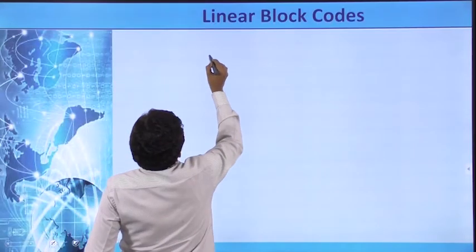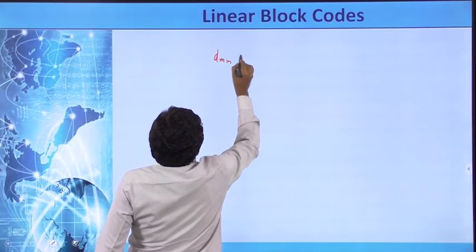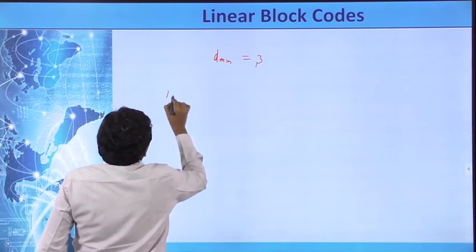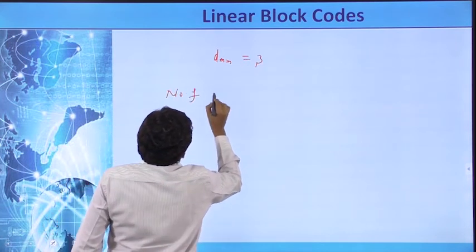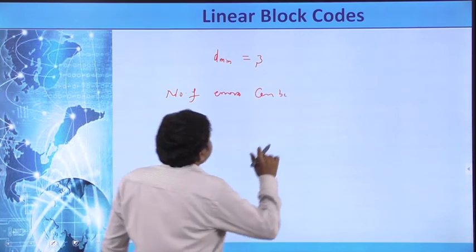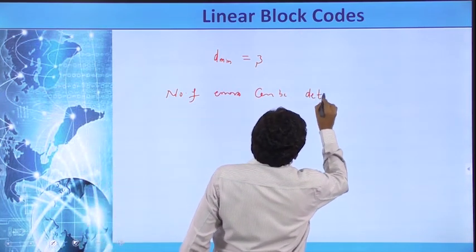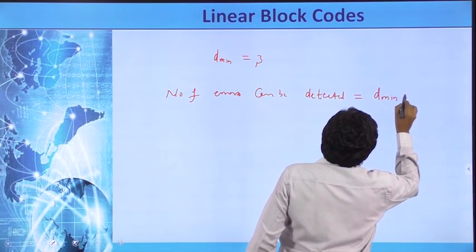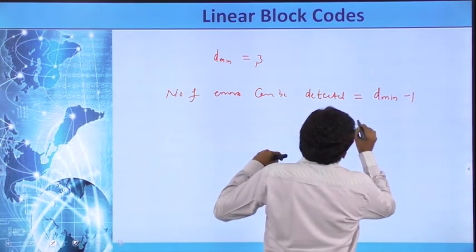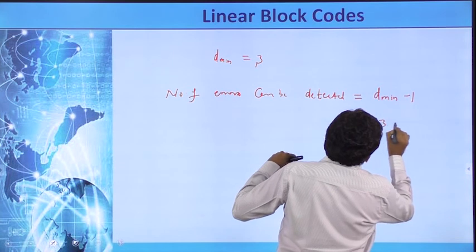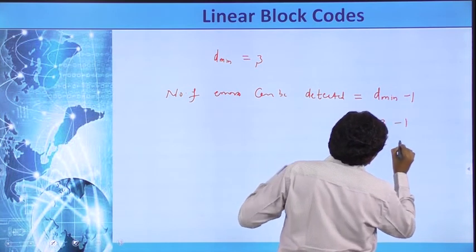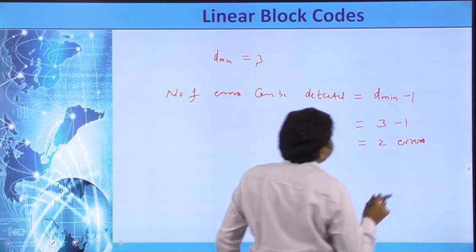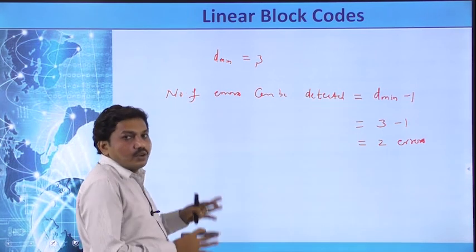The third one is how many errors the code is able to detect. Here in this case, d minimum equals 3. The number of errors that can be detected is equal to d minimum minus 1. In this example, d minimum equals 3, so 3 minus 1, that is 2 errors. That means this code is able to detect 2 errors.